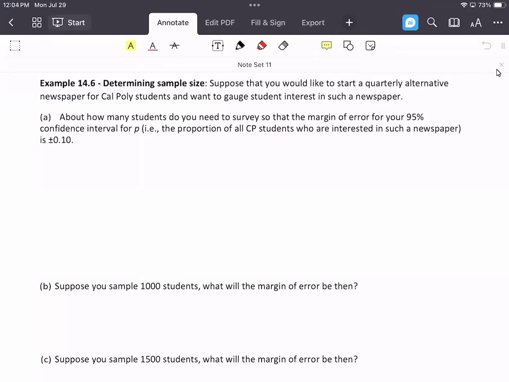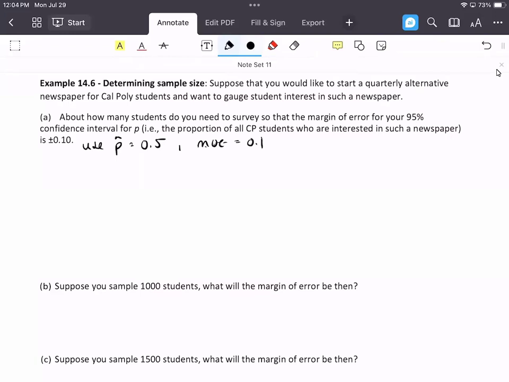Well, you're like, I don't even know where to start. I don't have a p hat. When we're not given a p hat, we're going to use 0.5 because either they're interested or they're not. 0.5 is the most conservative you can use. It's kind of the worst case scenario that you're split pretty 50-50. We know the margin of error, we're told, is 0.1, which is a pretty big margin of error, by the way.